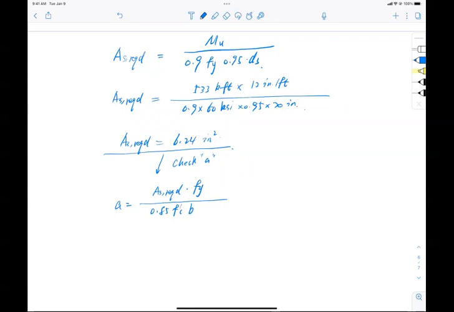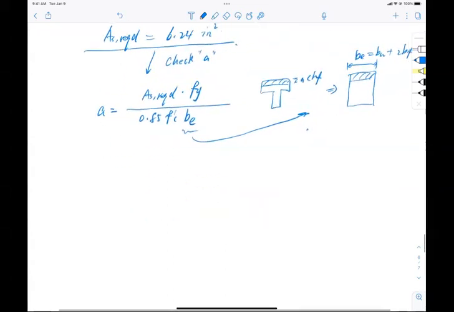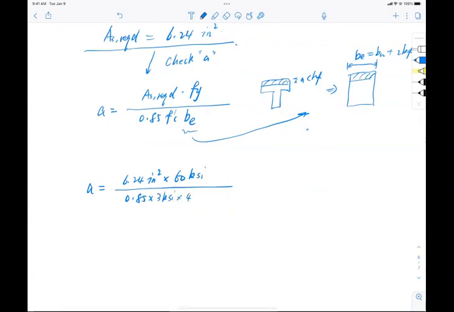And now B, remember, we have a T section, but now if the compressive zone is smaller than HF, you treat it as a rectangular section. And when you treat it as a rectangular section, this fellow right here is BE, that is BW plus 2BF. Don't forget, right? So this is BE right here, okay? All right, so with that, let's bring the number in. A equal to 6.24 inch squared multiplied by Fy 60 ksi and divided by 0.85 multiplied by 3 ksi concrete, lower strength concrete, and multiplied by 47 inch.